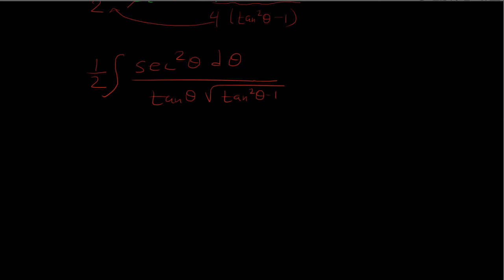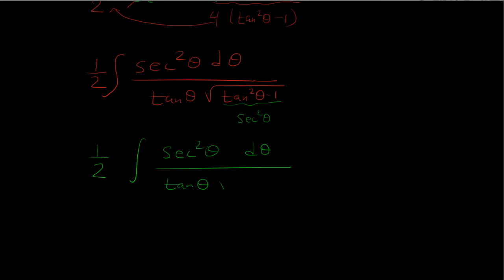And now tangent squared minus 1, this is just secant squared. So it'll be 1/2 integral secant squared over tangent times the square root of secant squared. So the square root and the square are going to cancel. So we're going to have secant on the bottom, which is going to cancel out with the top secant. So we'll have 1/2 integral secant over tangent.